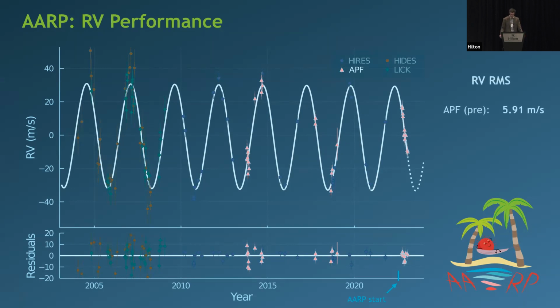So in terms of numbers, the RMS that you get for the observations with APF prior to our program was about 6 meters per second, which we've pushed down to just a little over 3 meters per second. As a reference, HIRES gets about 4.3 meters per second on this target, and the internal single measurement precision that you get for this target is about 3 meters per second as well. So we're kind of pushing towards the instrument floor for APF on this target.